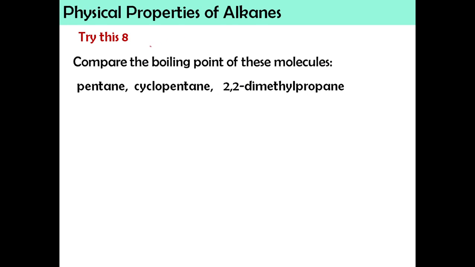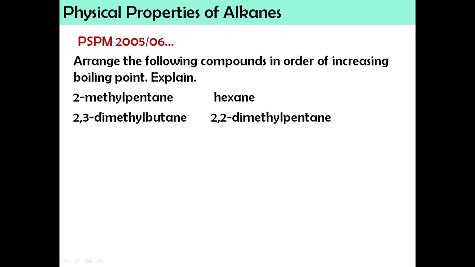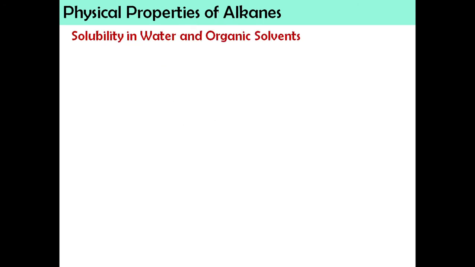Boleh try this 8 and try for the PSPM. Boleh susun. Okay, remember kira number of carbon dulu. Kalau carbon dia sama, baru tengok branch dan cyclic. Okay, the last one will be solubility in water and organic solvents. So, ingat tak balik? Ni pun sama. Benda yang dah belajar di SEM 1.